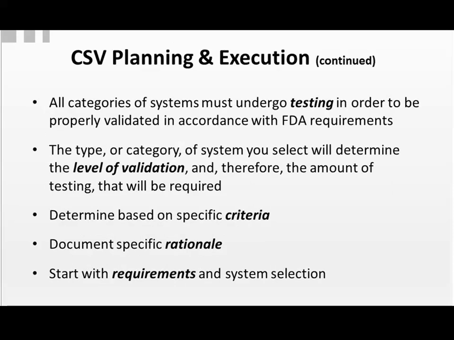Every category has to go through some sort of testing. At least you have to do some sort of IQ, OQ, and PQ. The level of validation is what needs to be determined and is documented in your rationale. And you start with the requirements for the system selection, the URS and then the FRS.